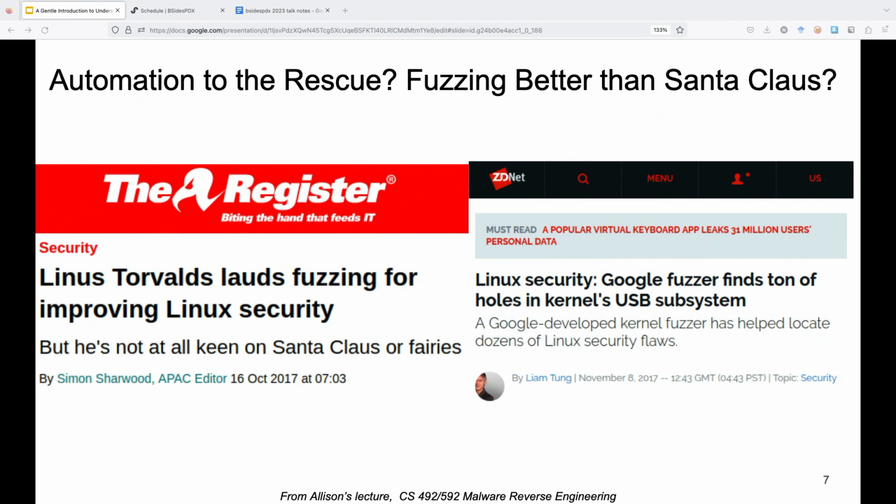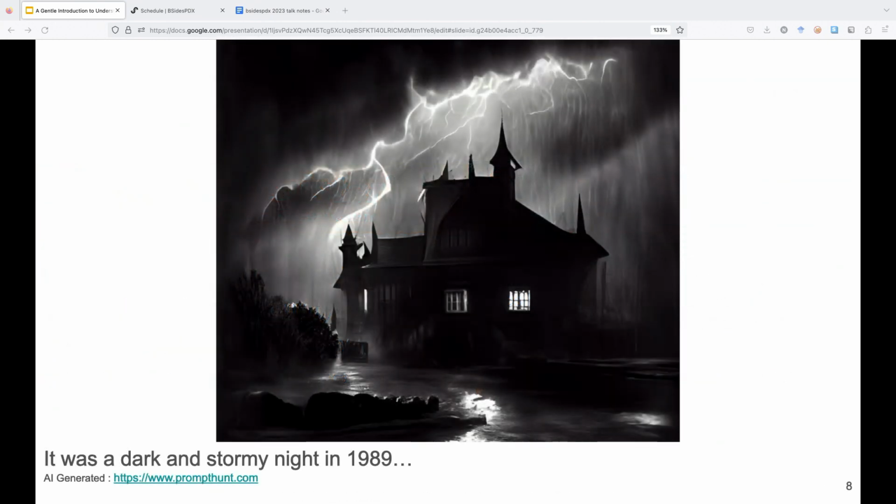So we have software, and we build tools to help us. As someone who builds software, this is the part that's interesting to me. I build tools to help people. Maybe not me, but other people. So where did fuzzing come from?